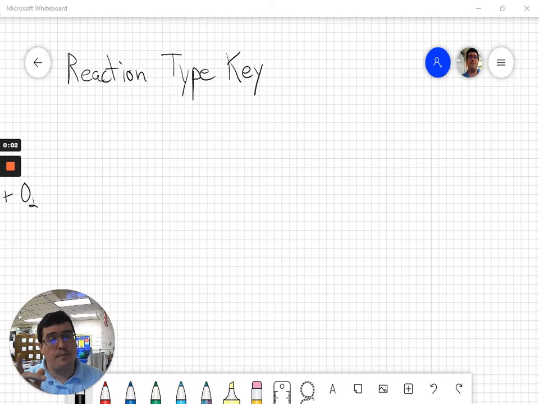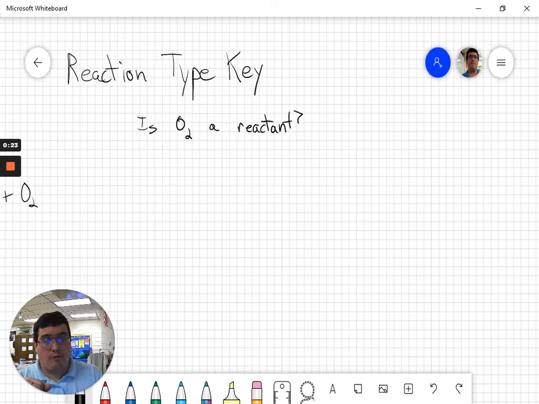All right, so we're going to talk about reaction types and what we need to look at to identify a reaction type. The first thing we need to do is look for the most obvious reaction type. The most obvious reaction type is combustion. And so, is O2 a reactant? Notice that's O2 all by itself. If you can see O2 as a reactant, you know you have a combustion reaction.